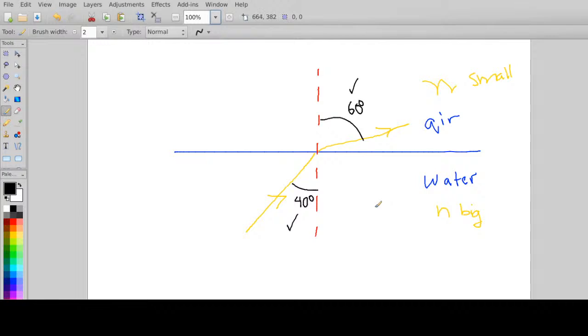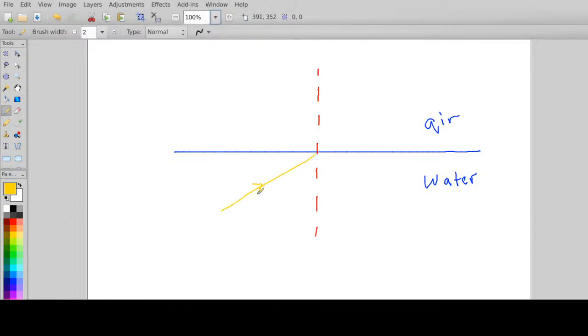Eventually, let me clean this up a bit. Eventually, I get to an angle like this. Well, let's do it in yellow. I get to an angle like this. And at this point, the angle over here actually reaches 90 degrees. Well, you can't refract more than that, so this becomes the critical angle, theta C, for a critical angle.